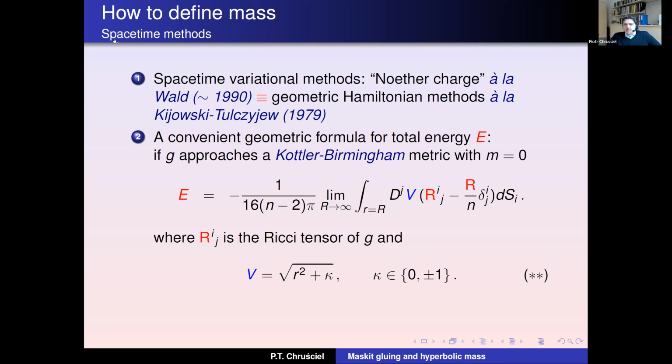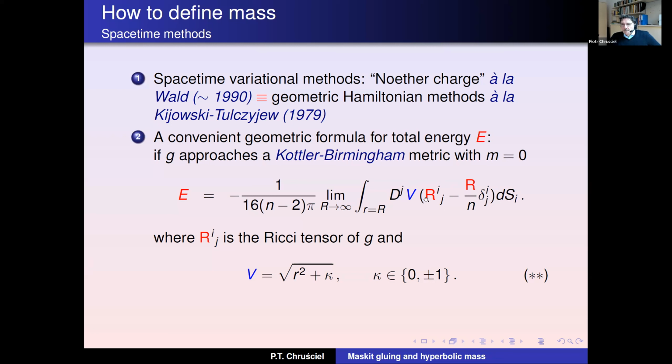Now, whether you're using the Wald formalism or the Kijowski-Tulczyjew formalism, when you have a metric which approaches a Kotler-Birmingham metric, then there is a nice formula for mass, which is this one. So you might be more used to formulas for mass which are pretty ugly, with partial derivatives of the metric or something like that. Here, everything is kind of nice and geometric. So this is R_ij, the Ricci tensor of the space metric, right? So it's not the space-time metric, which in vacuum would be zero, but it is a space metric. Or it's its trace. So this is the trace-free part of the Ricci tensor.